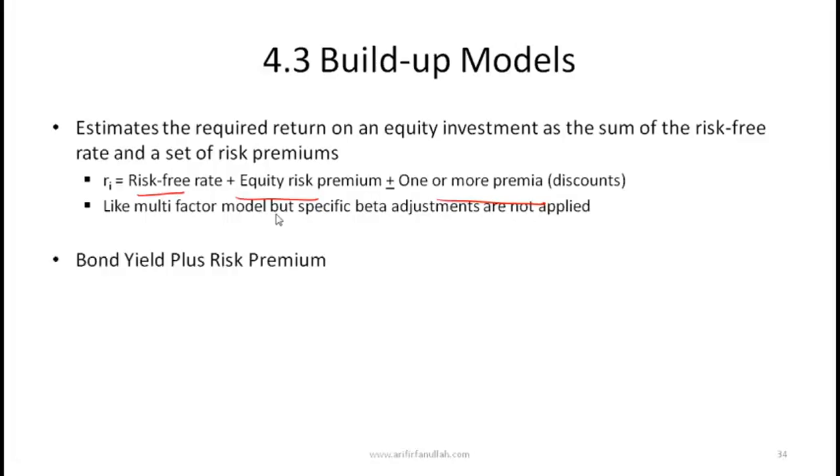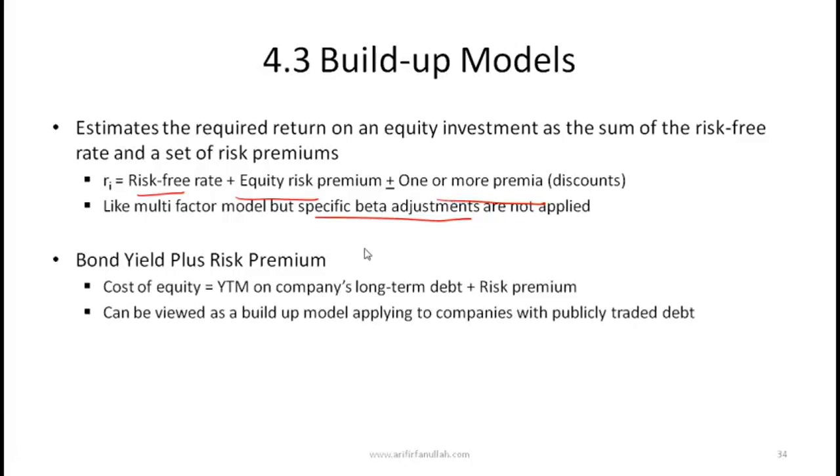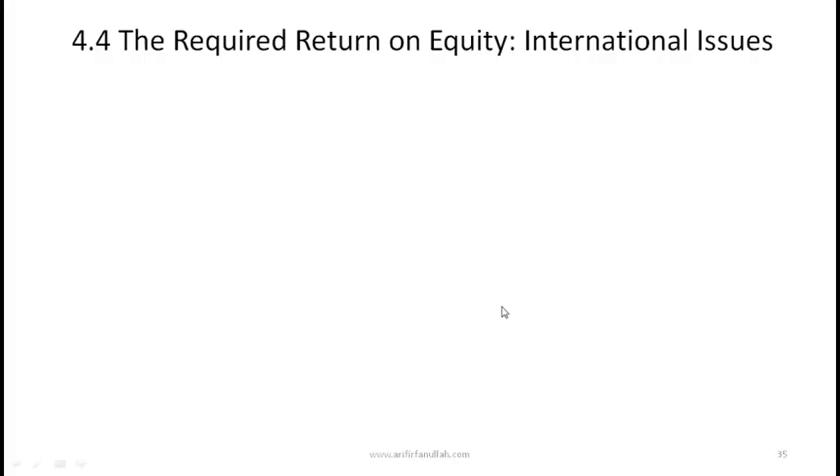You notice the second sub-bullet: unlike a multi-factor model, specific beta adjustments, which are the sensitivity adjustments, are not applied in build-up models. The simplest kind of build-up model is one you might have seen before. If you recall, one way of coming up with the cost of equity for a given company is to look at the yield to maturity on the debt for that company and just add a risk premium to it. So this is your simplest kind of build-up model.